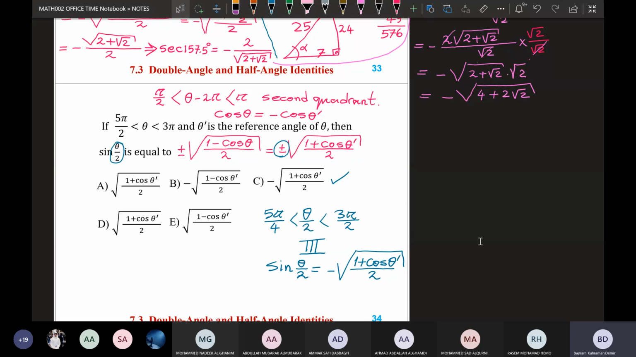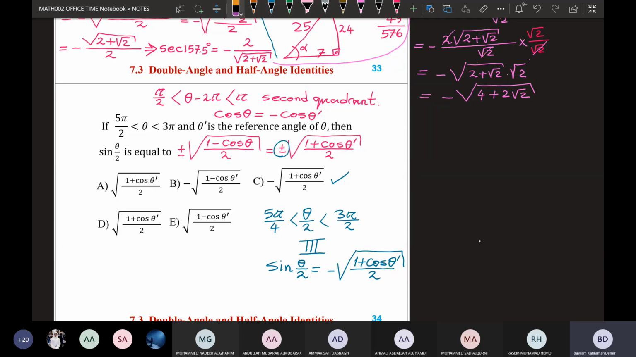Now we have theta between 5 pi over 2 and 3 pi, and theta prime is the reference angle of theta. Then what is sine of theta over 2? Let's remember the formula first, Shabab. Sine of theta over 2 is equal to positive or negative root of 1 minus cosine of theta divided by 2, right?